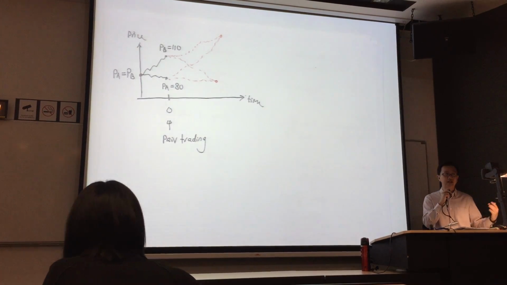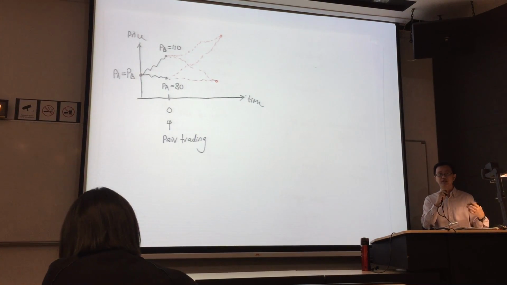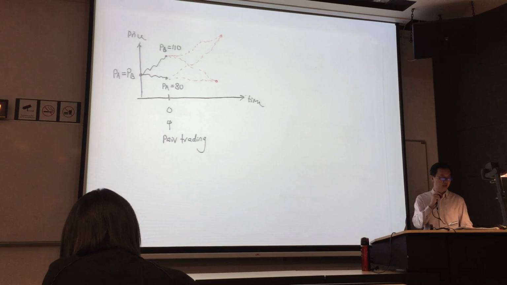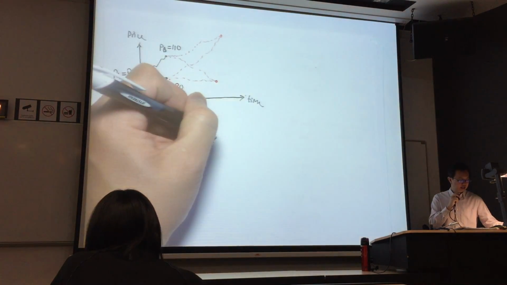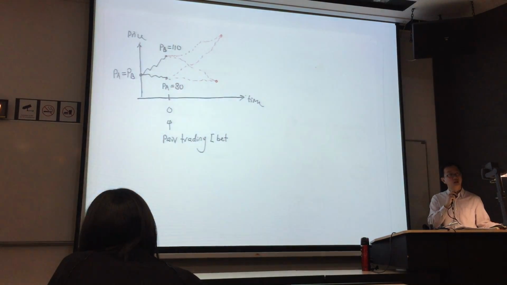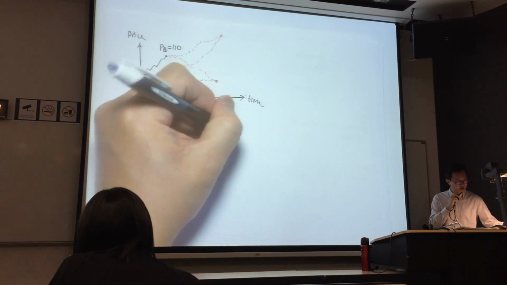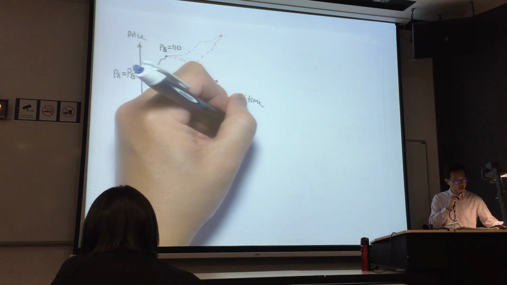In this case, the pair trade means you are executing a trade on both securities. And what is your objective? You are trying to bet that the prices of A and B converge.